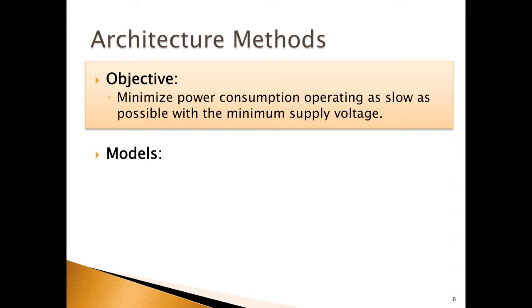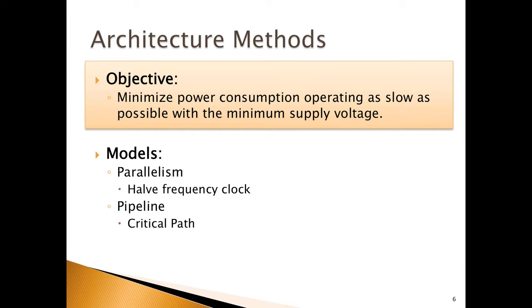In order to do this, we know two models, parallelism and pipeline. The usage of one or another will depend on your requirements. For example, if we need to increase our clock period, the best choice will be parallelism, while if we are interested in decreasing the critical path, we will choose the pipeline method.